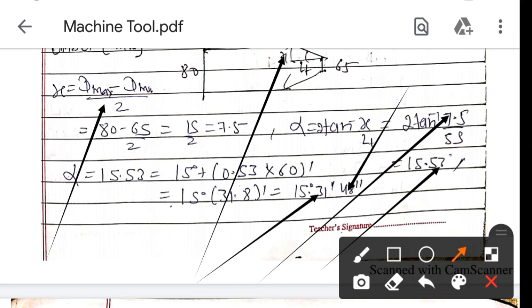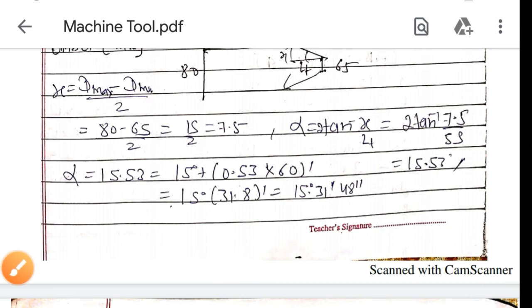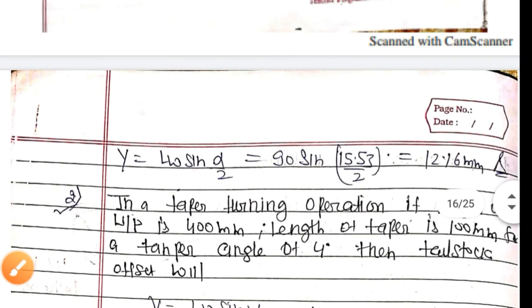So according to the given options, we have to manipulate the options. If it is given in the minute, you just convert it. If it is given in the second, you convert it and then write it. I hope you all know how to convert the degree into the minute and second. Okay, so this is the formula already.